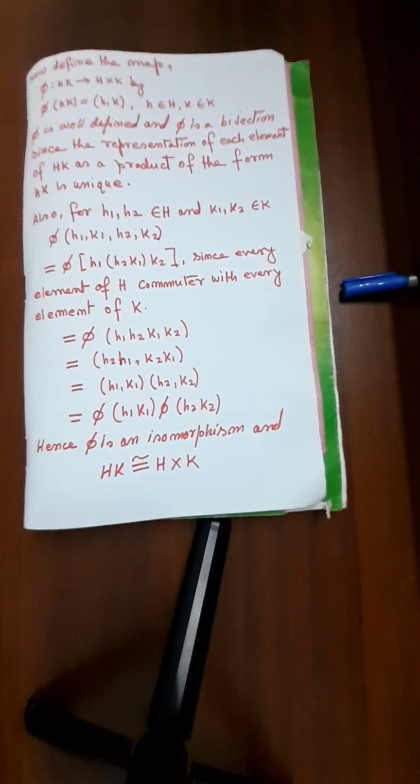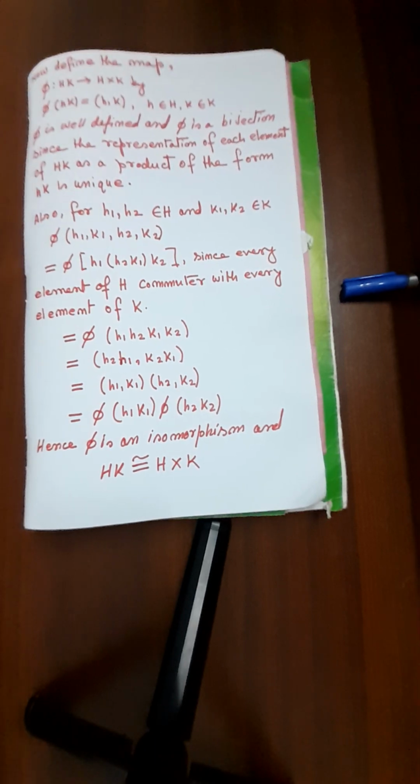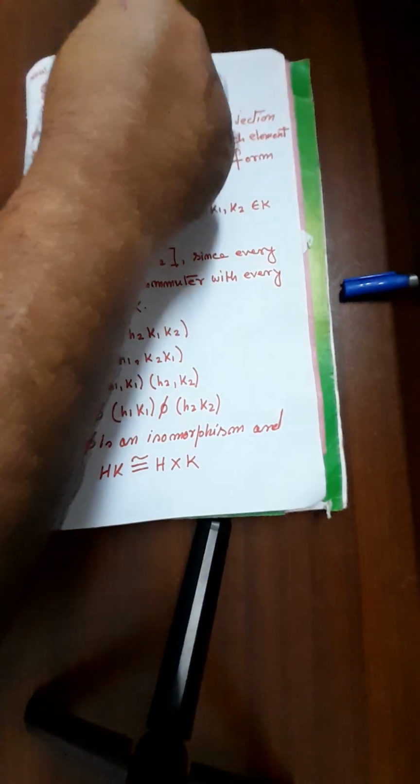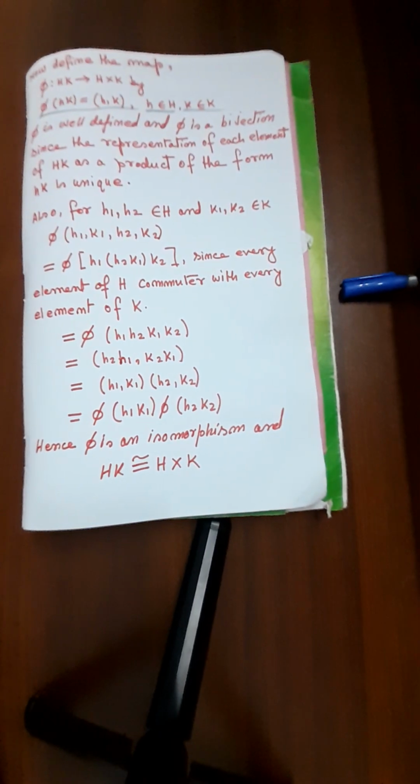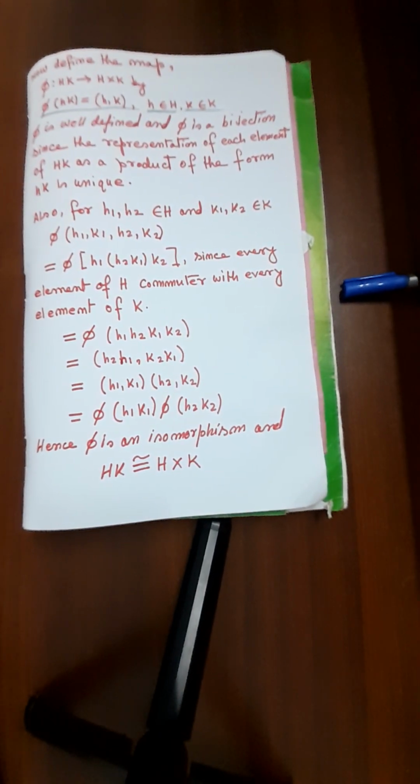Now define the map phi from HK to H Cartesian product K by phi of hk equals the pair (h, k), where h belongs to H and k belongs to K. Phi is well defined, and phi is a bijection, since the representation of each element of HK as a product of the form hk is unique.